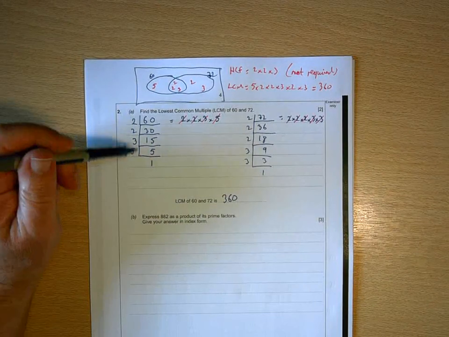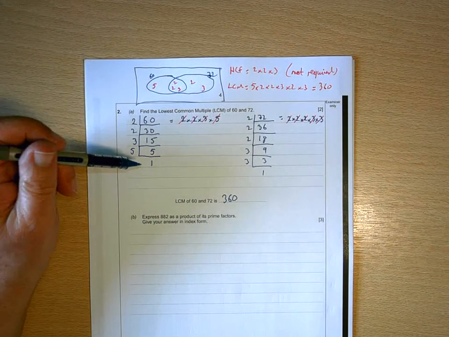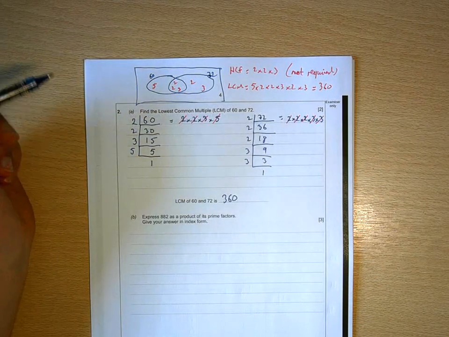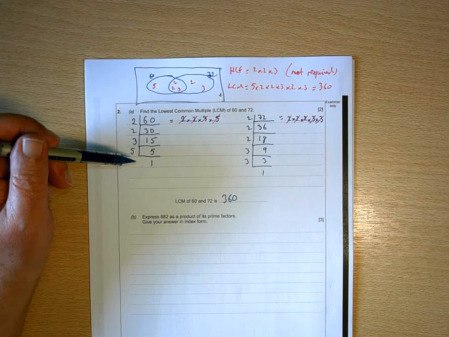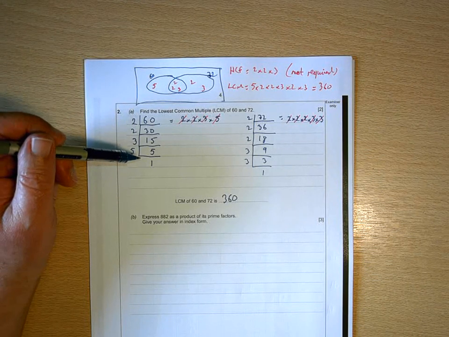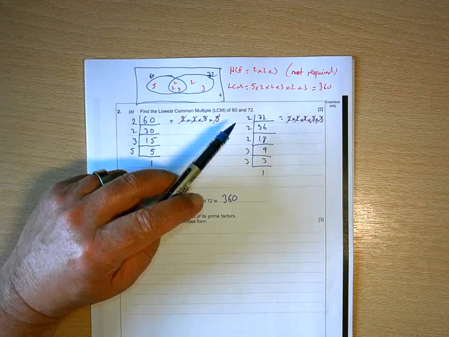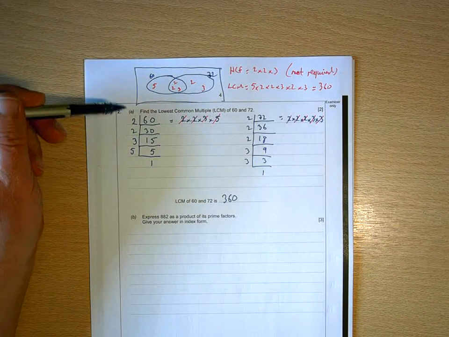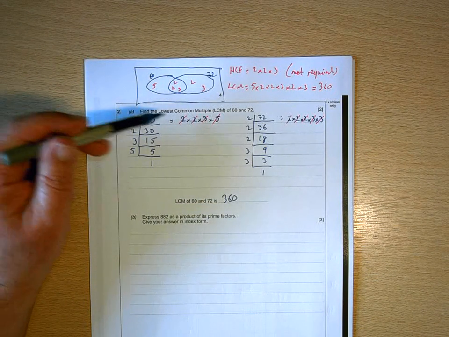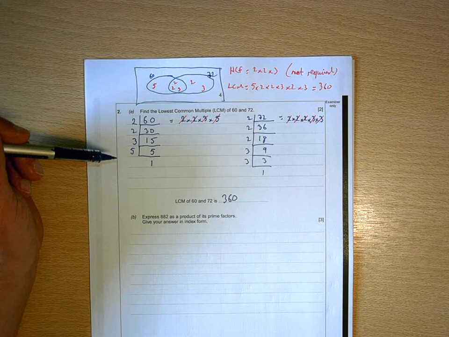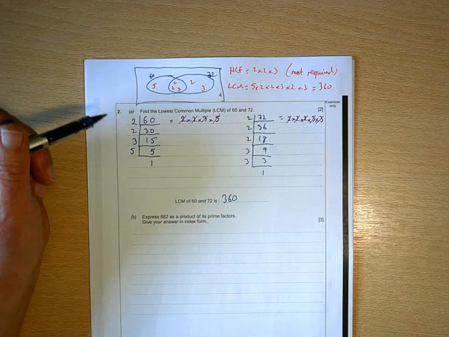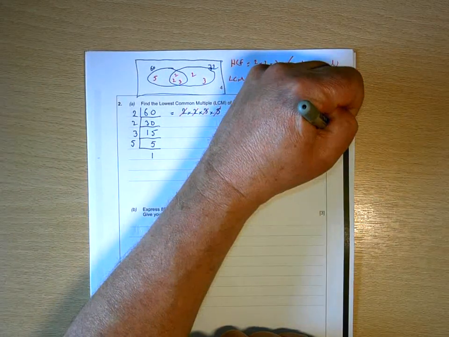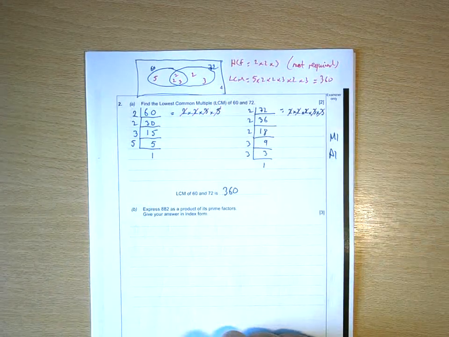Now that method will work every single time a question asks you to do LCM or HCF. So it's a method that, yes, it's a bit more time consuming in this case than maybe writing out your 60 times table and your 72 times table until you come to the first digit that corresponds. But it's not that time consuming. So you got a method and an answer mark for that.